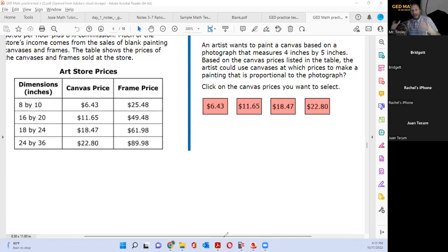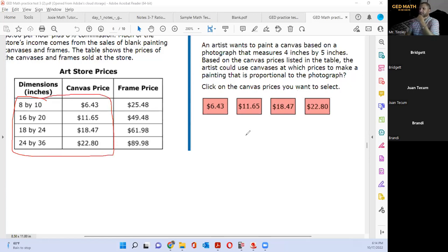So remember, identify what's given. What do you think is in this paragraph that should help you? Remember, one of the things I always tell you, start with what they give you and also what they want to know. So what are they giving you in this question? The prices of the canvases. They give you the price of the canvases, and they also give you the dimensions. They give you that in the table, right? Okay, so we got that.